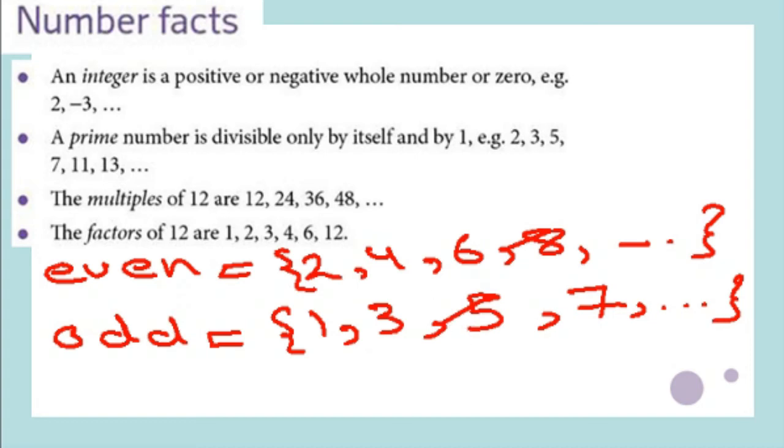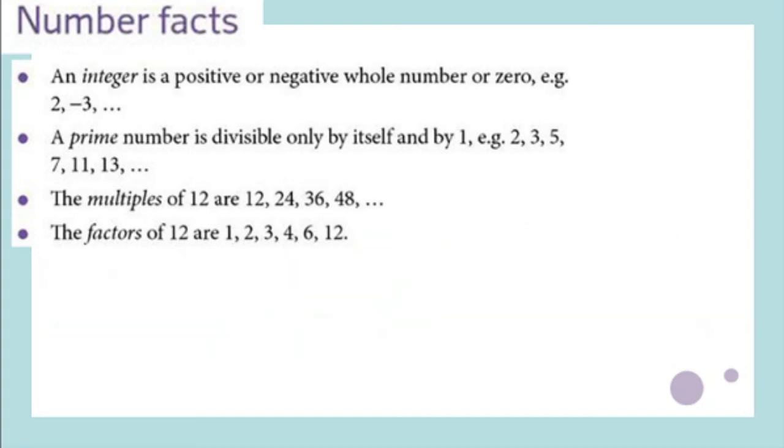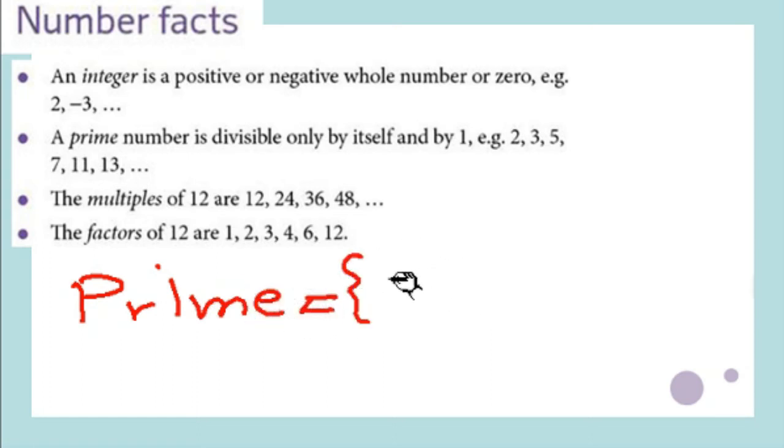So what are the prime numbers? Sorry, I know my handwriting is not good. A prime number is divisible only by itself and 1. For example, number 1 divided by 1 equals 1. 2: 2 divided by 2 and divided by 1. 2 divided by 2 equals 1. 3 divided by 3 and divided by 1.